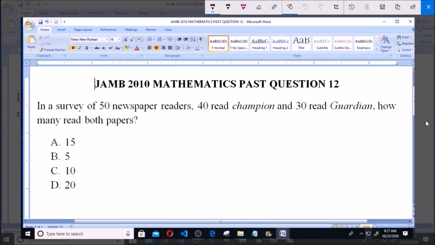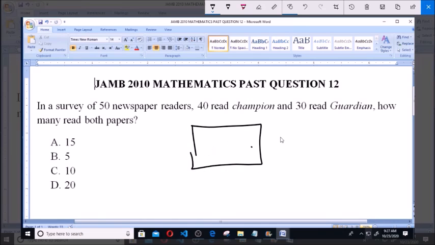I'll be answering JAMB 2010 Mathematics Past Question 12. In a survey of 50 newspaper readers, 40 read Champion and 30 read Guardian. How many read both papers? A 15, B 5, C 10, and D 20. Now we can represent this using a Venn diagram in order to get the number of those that read both papers.